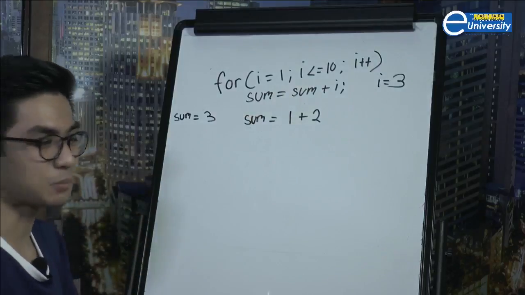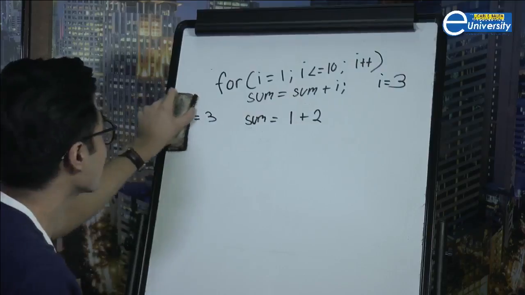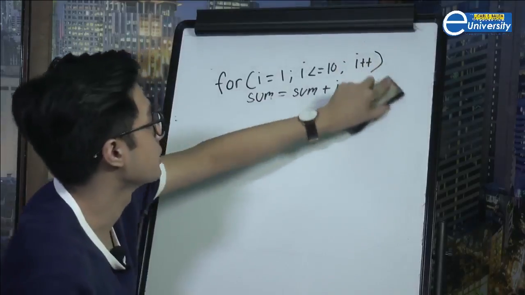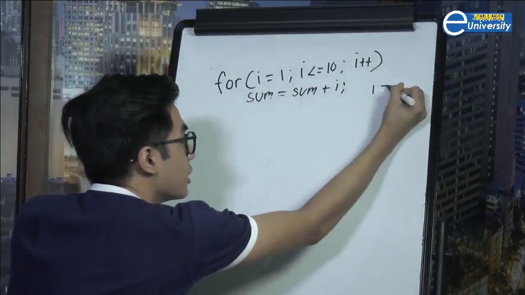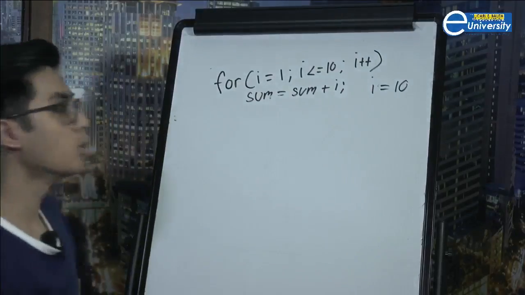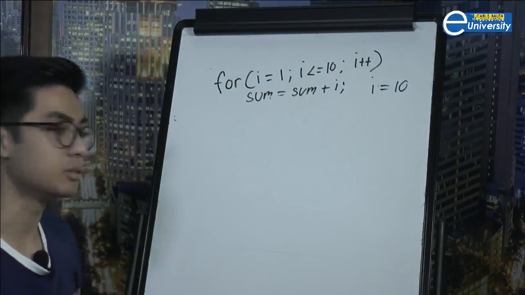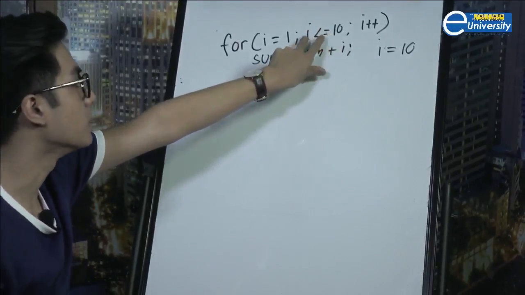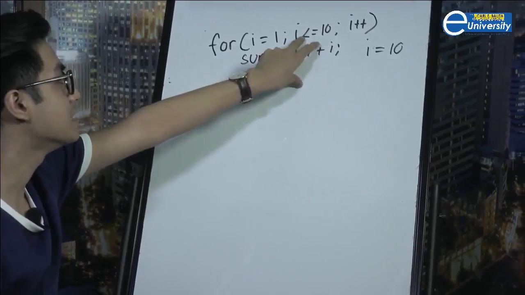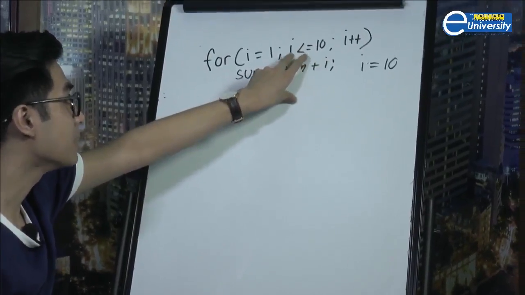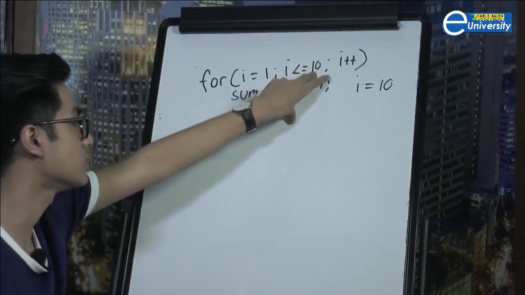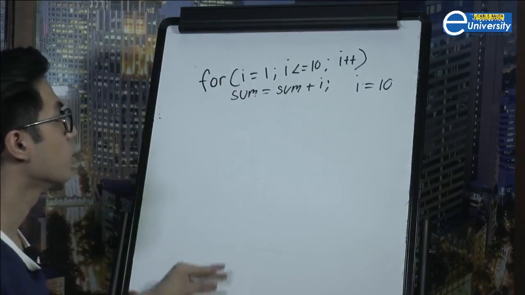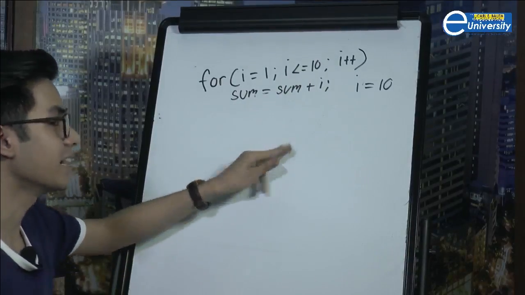So let us just fast forward this because it is kind of long. Let us say that I is already equal to 10. So what would happen if I is already equal to 10? You should always check the validation statement in the middle. If I is less than or equal to 10, it should still go in. So you should still add sum equals sum plus I.